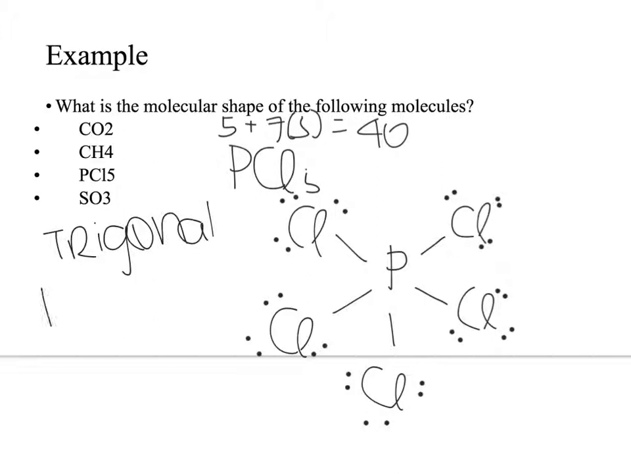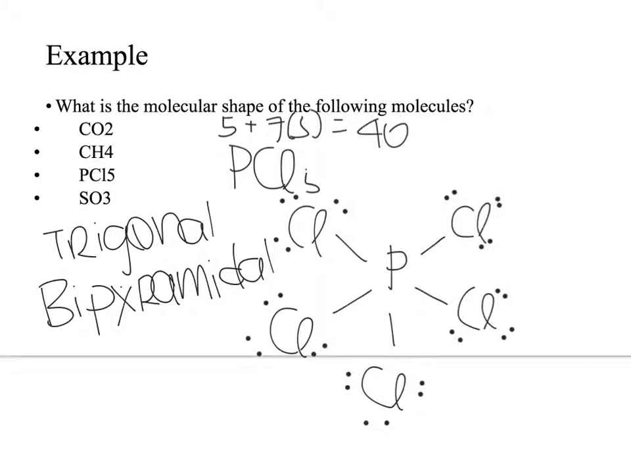Trigonal bipyramidal. Okay, I probably shouldn't have butchered that. Trigonal bipyramidal. Yay. Woo.